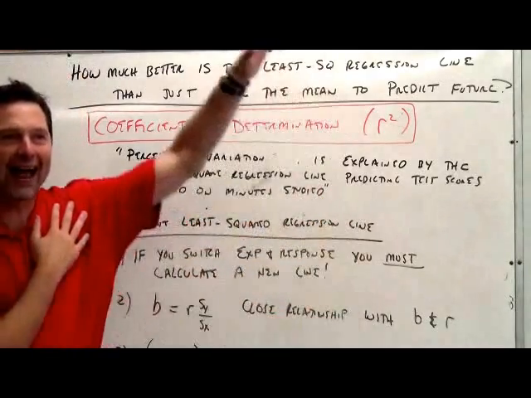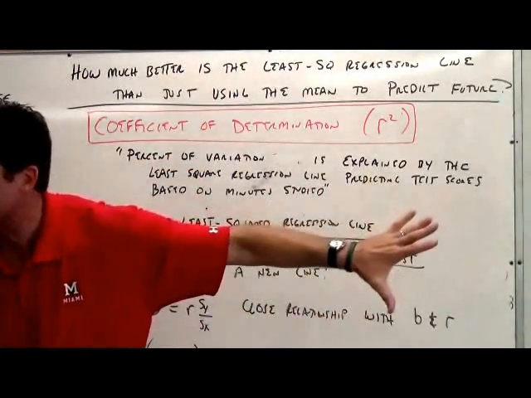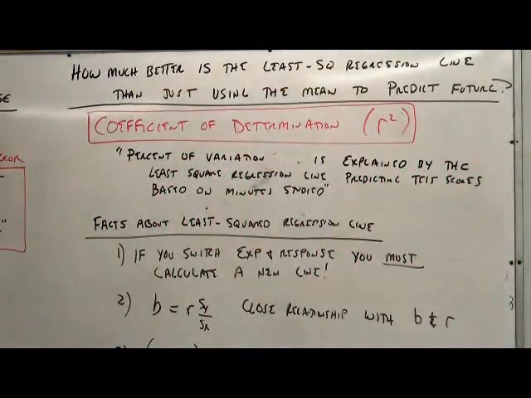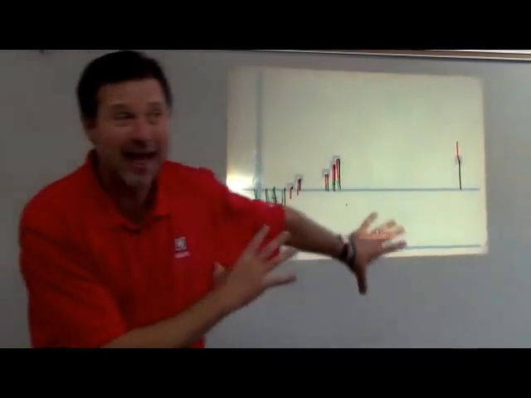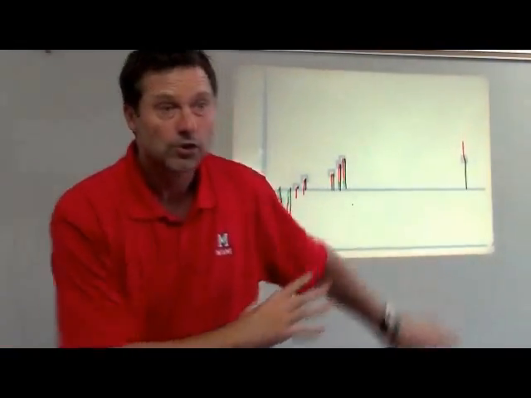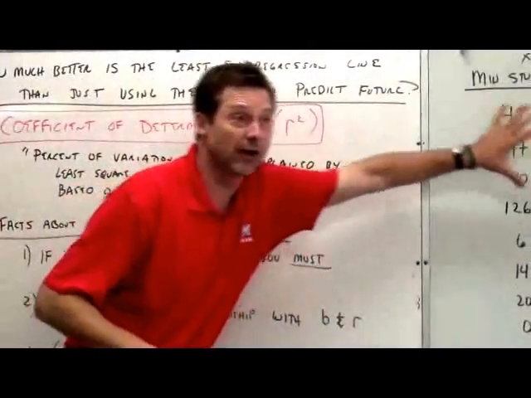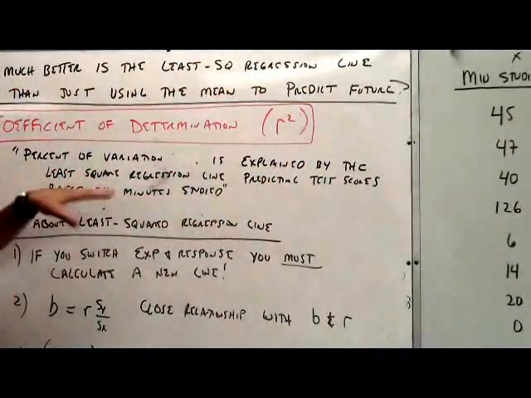Hey, when I drew that line, 52% of the errors went away. That's green. That's the green stuff. 52% of the total. So green is like 52% of the black. So 52% of the variation is explained by the least squared regression line. Then I put these words in, which you're going to have to do: of the least squared regression line, predicting test scores based on minutes studied.